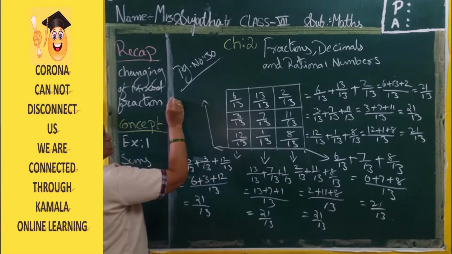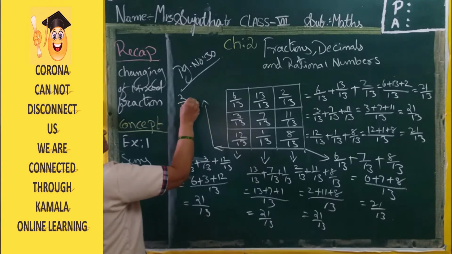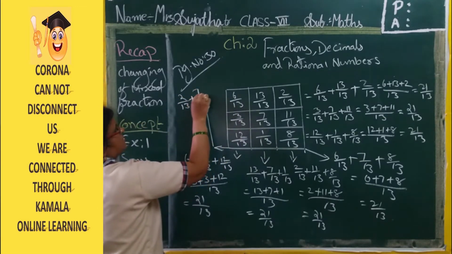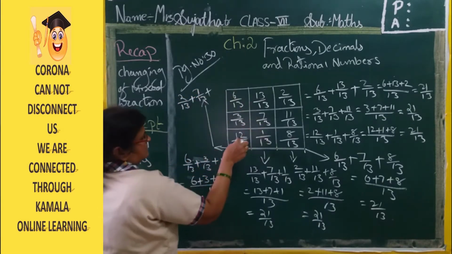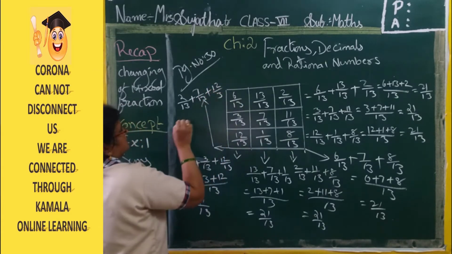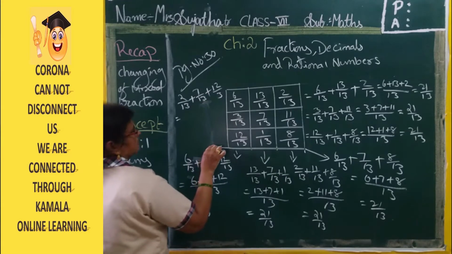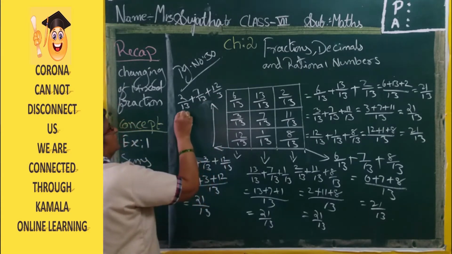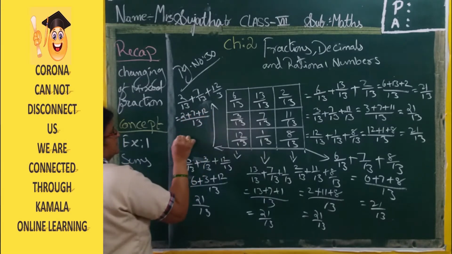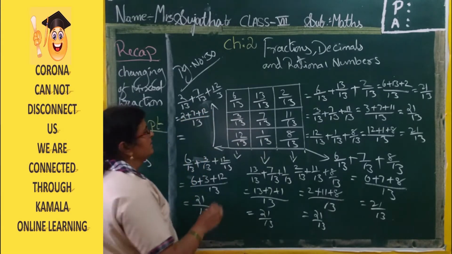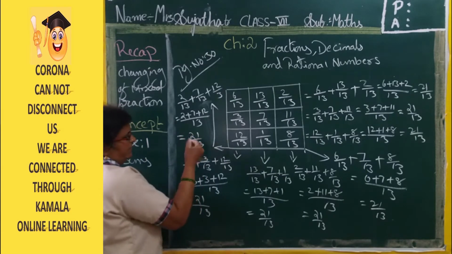That is how much, ma'am? 2 by 13 plus 7 by 13 plus 12 by 13. That is equal to 2 plus 7 plus 12 by 13. That is 2 plus 7, 9. 9 plus 12, 21. 21 by 13.